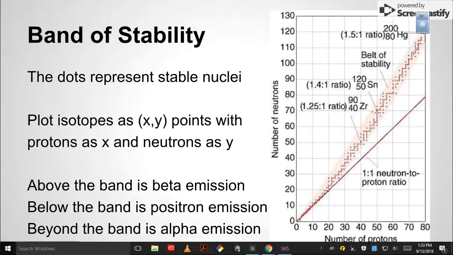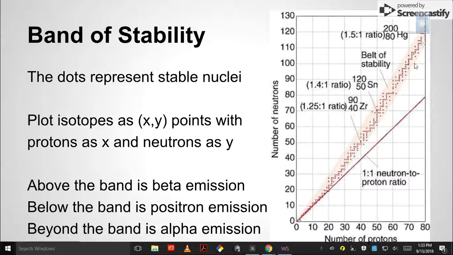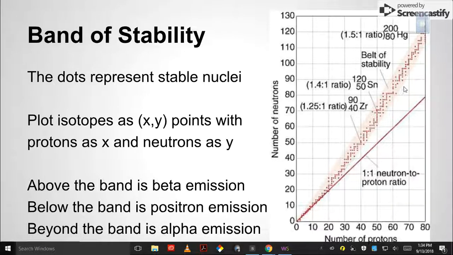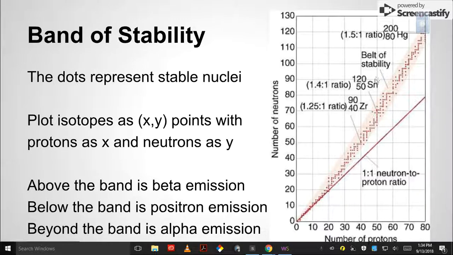But you'll see as the atoms get heavier, you need more and more neutrons to help stabilize the protons. Once you get up here to about 83, up here at Mercury, you need 1.5 neutrons for every 1 proton. So if you had 80 protons, you would need 120 neutrons. This is what's called the belt of stability. These are the stable nuclei, the stable isotopes of atoms. Anything in that red area, that kind of pinkish area, those are unstable ones. So if an atom is not in the band of stability, then it will be radioactive.